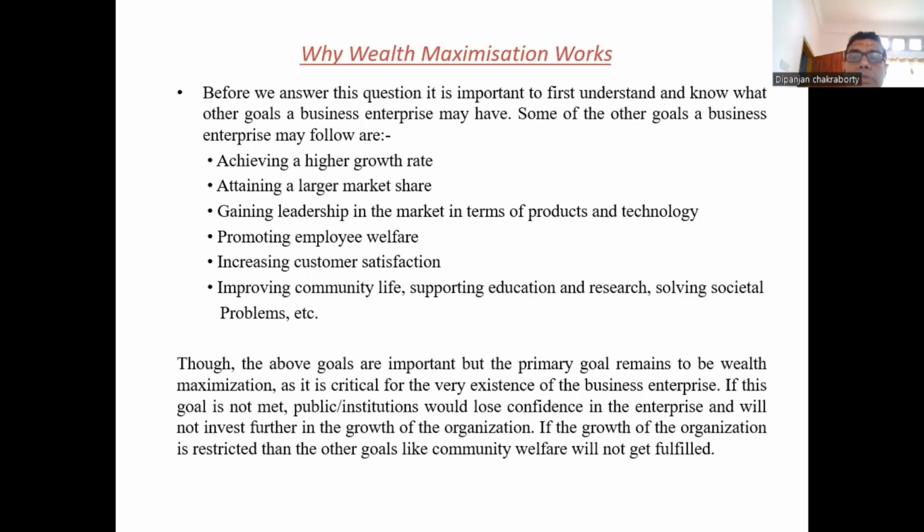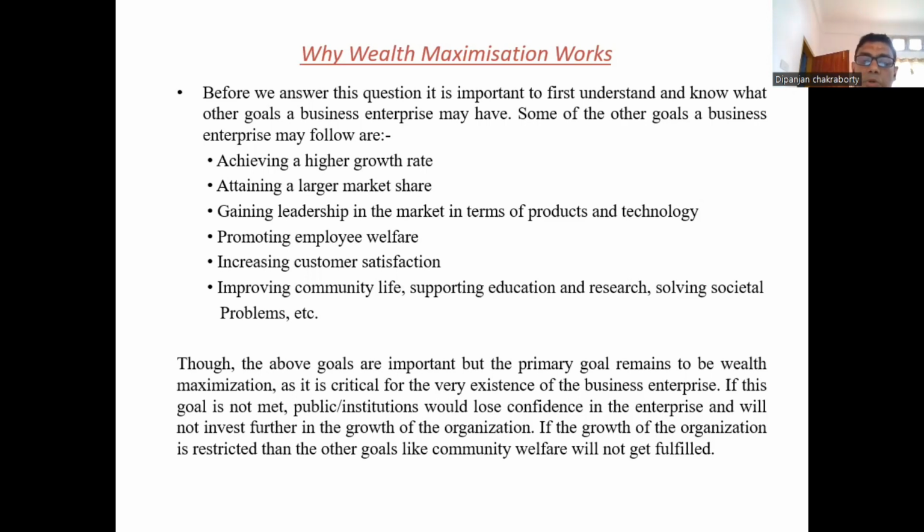The other goals of a business enterprise: achieving a higher growth rate, attaining a larger market share, gaining leadership in the market in terms of products and technology, promoting employee welfare, increasing customer satisfaction, improving community life, supporting education and research, solving societal problems, etc. These are the other objectives of business organizations.